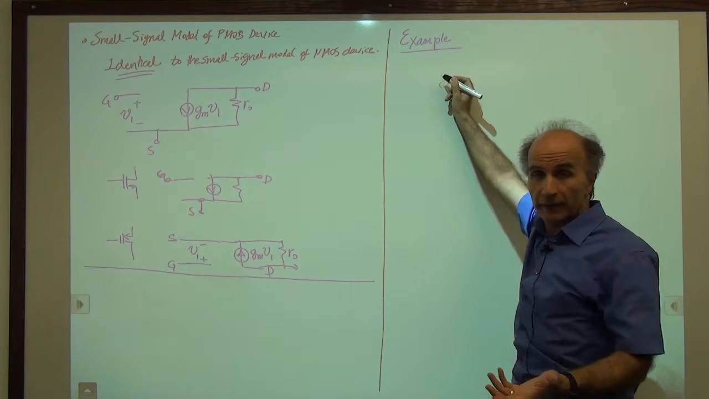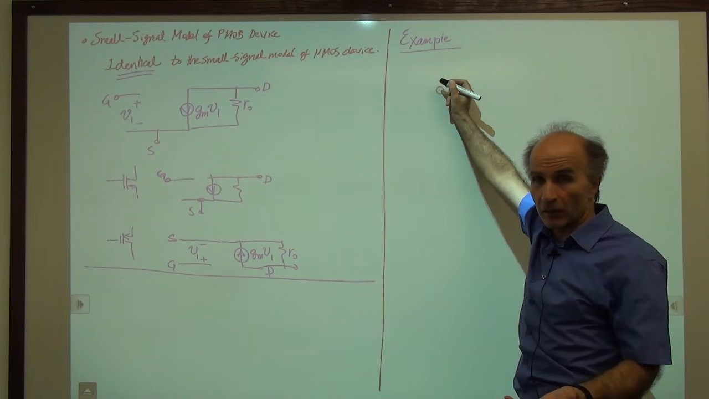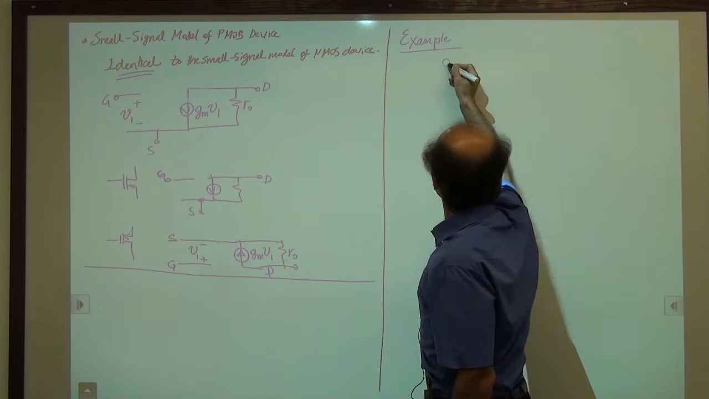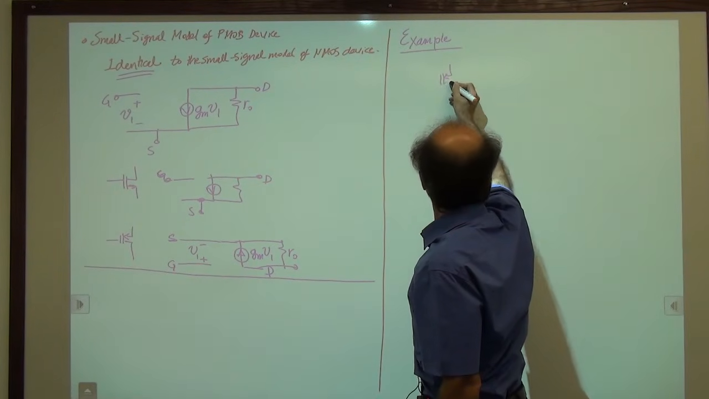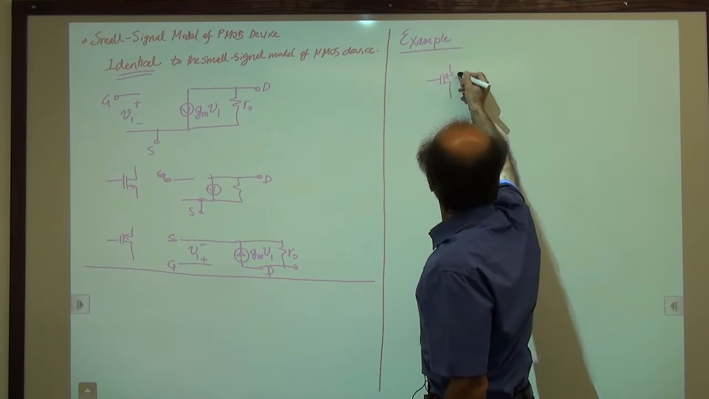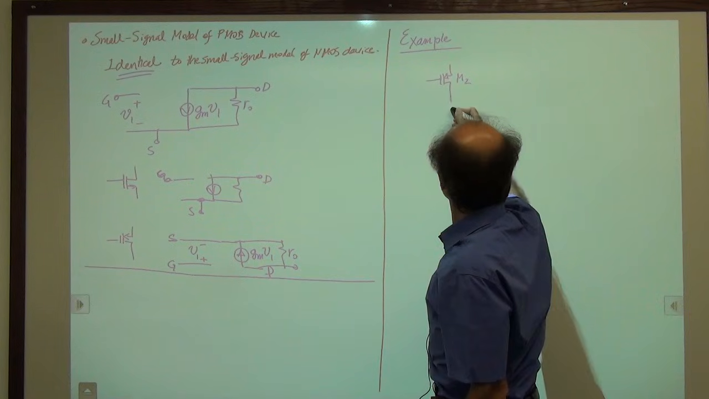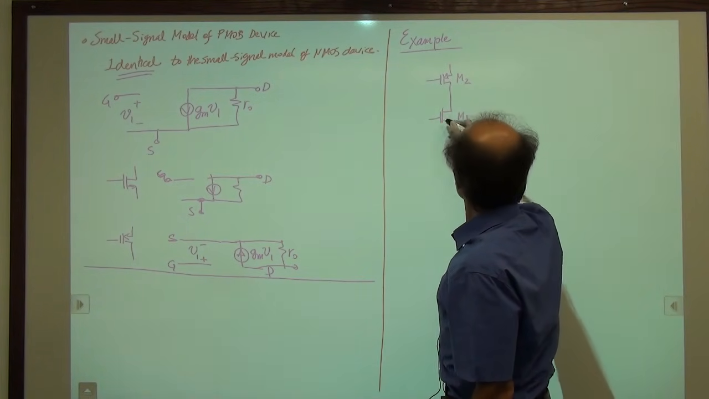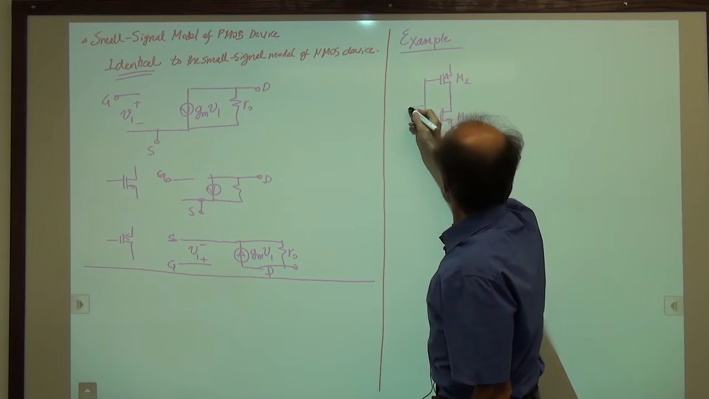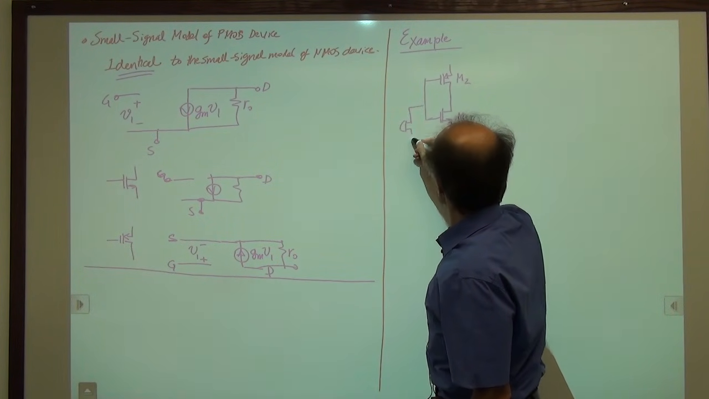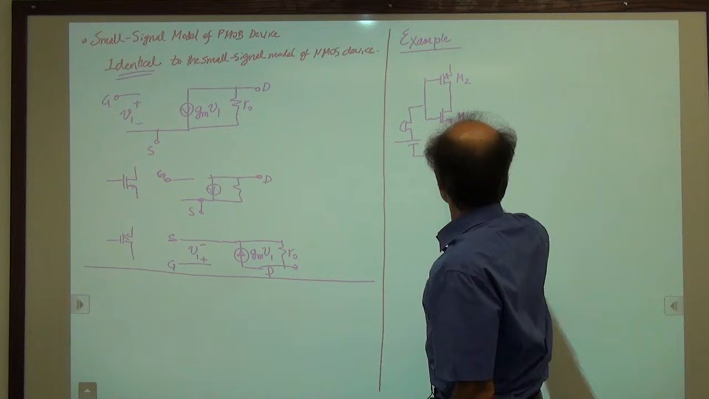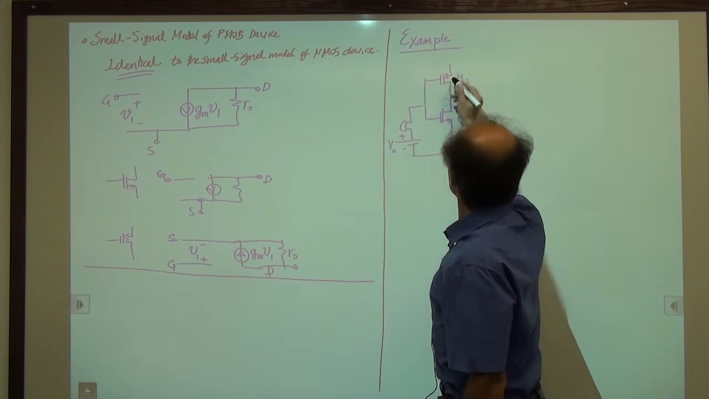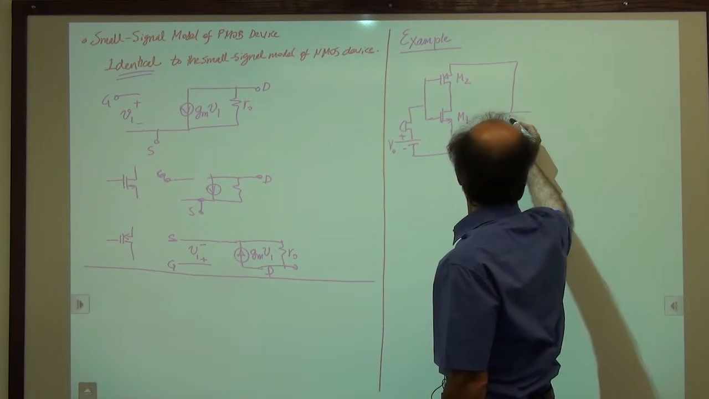I will give you a circuit, and we want to draw the small signal model of the circuit. We don't know what the circuit does at this point, and that's okay. So here's a PMOS device called M2, an NMOS device called M1, and we have a microphone here, a battery here, a battery of value V0, another battery here of value V1.